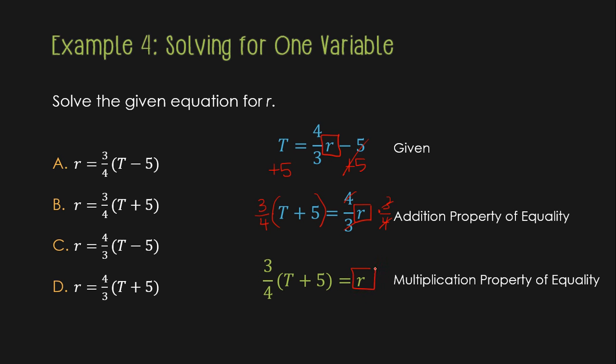So now I have my equation solved for r, and that matches with choice B: r equals 3/4 times the quantity t plus 5.